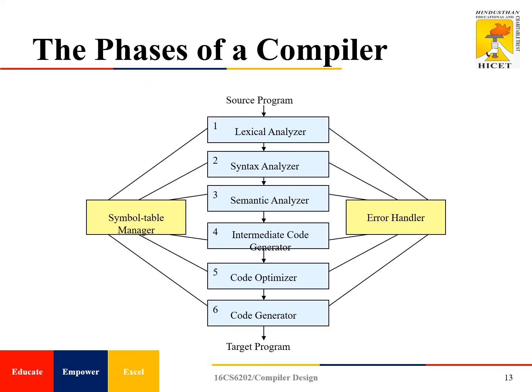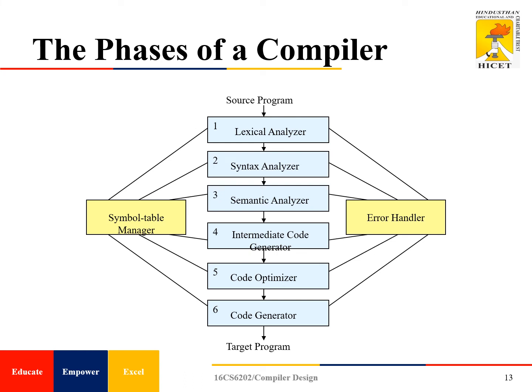Now you are seeing the basic structure of a C compiler. It consists of 6 phases and it is named as the phases of compiler. The first one is the source program. It is given as input. The first phase is lexical analyzer. The second phase, syntax analyzer. Third phase, semantic analyzer. Fourth phase, intermediate code generator. Fifth one, code optimizer. Sixth one, code generation. The final output will be the target program. Along with this, we have the symbol table manager and error handler.